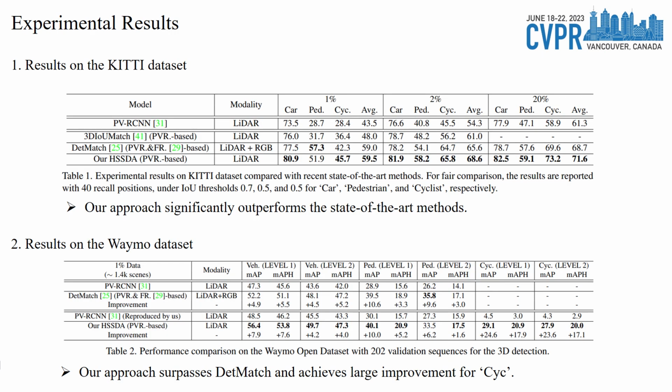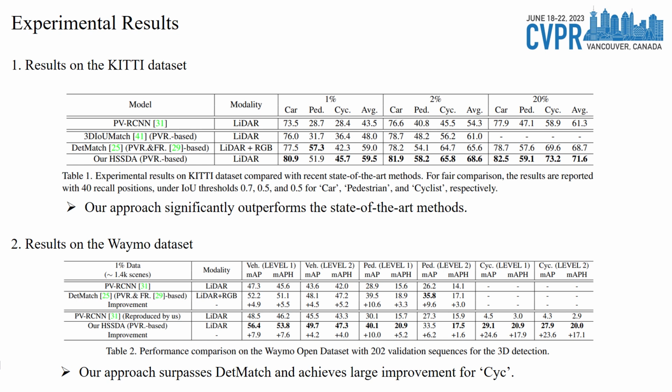We first evaluate our proposed model on the popular KITTI dataset. Table 1 lists the results of different methods. From this table, we can observe that our approach significantly outperforms the state-of-the-art methods. Specifically, our approach has a remarkable boost in the car class for all settings, which has improvements of 7.4, 5.3, and 4.6 points compared to the PV-RCNN baseline for 1%, 2%, and 20%, respectively. Even compared to the recently proposed DetMatch which uses 2 modalities of LiDAR and RGB, our method just with LiDAR still has better results for most of the settings.